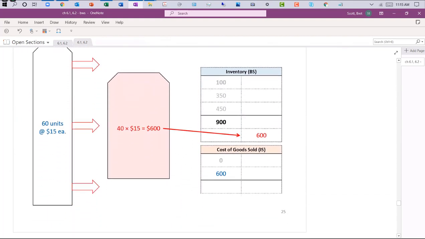So if we use the average cost, we're just pulling 60. We have 60 units and they're all considered $15 each. We don't worry about a price tag attached to each one of them. So we pull 40, we just say times it by 15, $600. So it's somewhere in between. It's somewhere in between FIFO and LIFO.